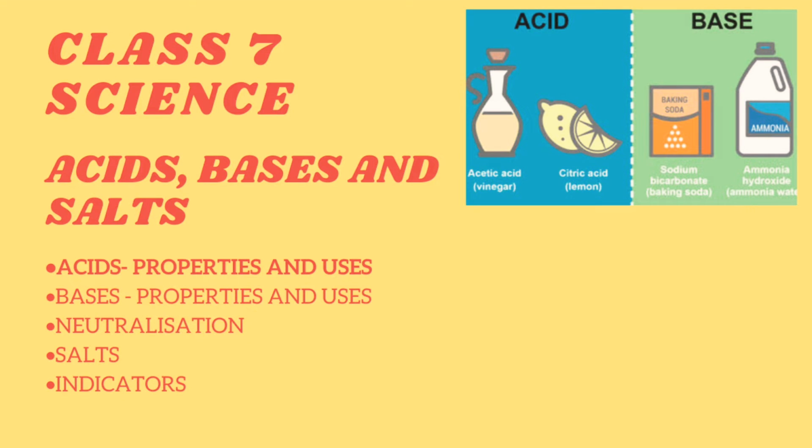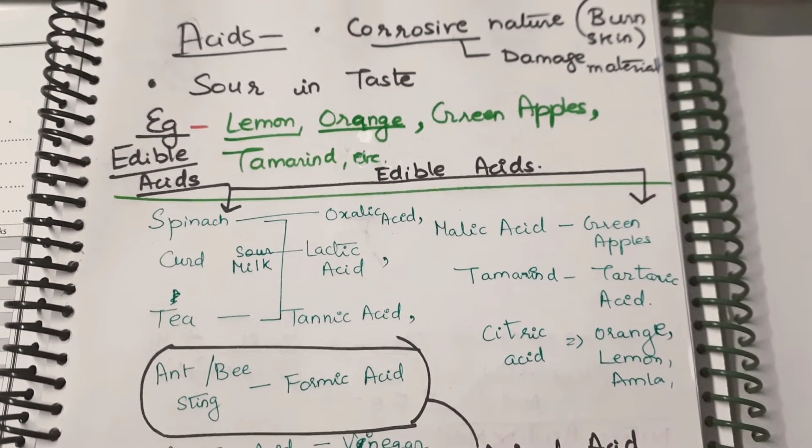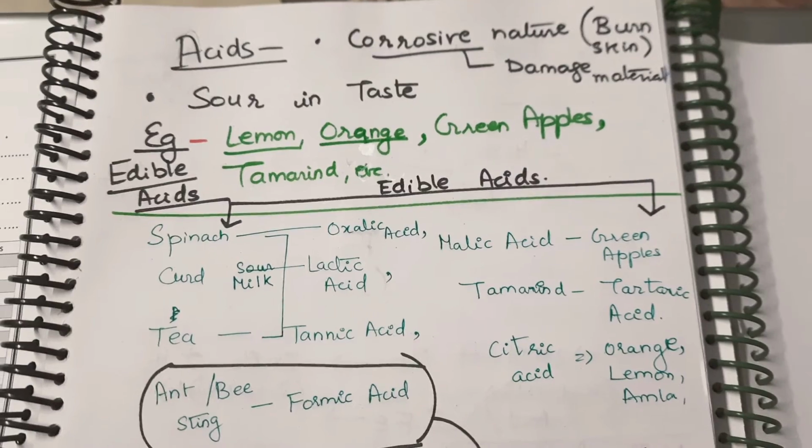In this lecture, you will study acid, base and salt of class 7 science. Acid, base, salt, neutralization, indicators. Acids. Acids are corrosive in nature, burn skin, damage materials.